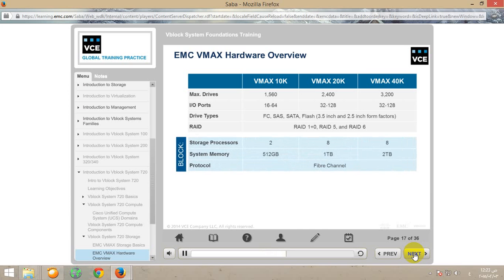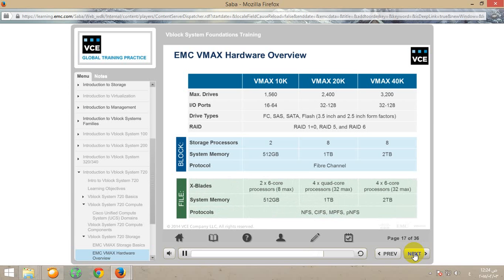To accommodate block-level storage, the VBlock System 720 can contain up to 8 engines. System memory of each engine varies depending on the VMAX model, and the fiber channel protocol is used for block-level storage across all VBlock System 720 models. For file-level storage, the number and type of processors contained in each X-blade and the amount of memory vary, as you can see in this table, and the protocols that support file-level storage are the same across all VMAX models.